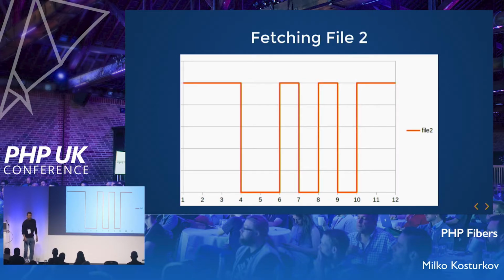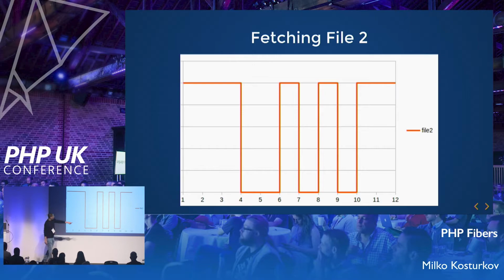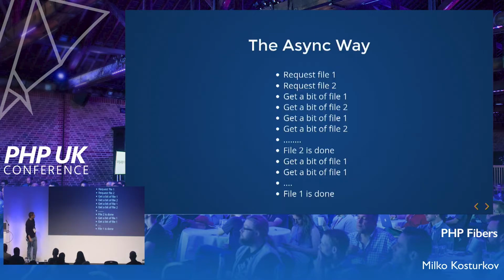And then we do the same thing for the second file, with a different graph. We get some piece of the file, we wait. We get another piece of the file, we wait. We get another piece of the file, we wait. So we have a total of 20 time units that we spent downloading file 1. We got 12 time units for downloading file 2. This leaves us with a total time of 32 time units. Seconds, milliseconds, whatever. 32 milliseconds till we get both files.